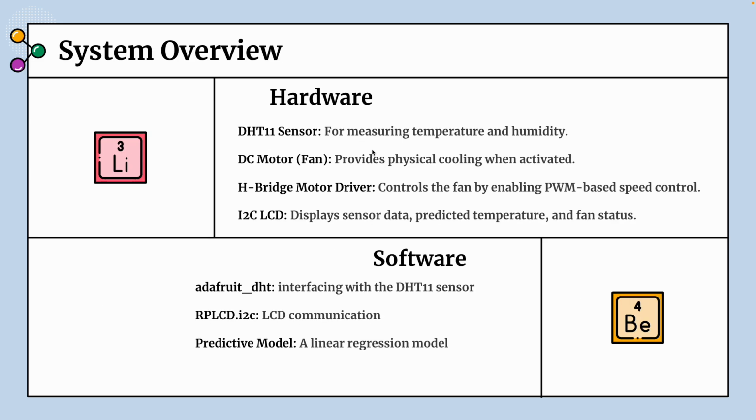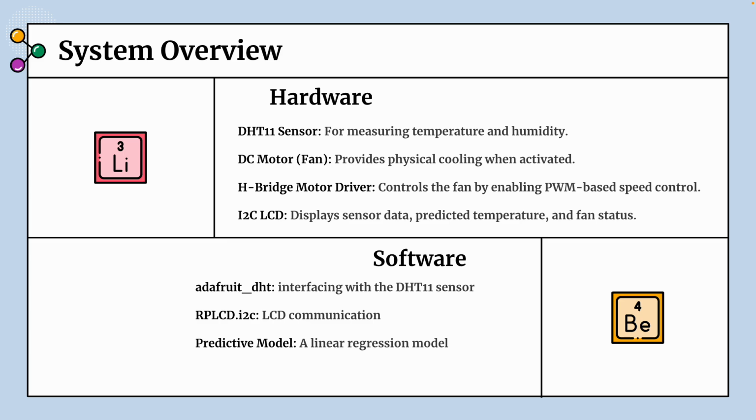And here is my system overview. I divided it into hardware and software. As for the hardware, I use the DHT as our sensor to measure the temperature and humidity. I use the DC motor as the fan to provide the physical cooling when activated. As for controlling the fan, enabling PWM-based speed control, here I use the H-bridge. And to display the sensor data, I use the LCD.